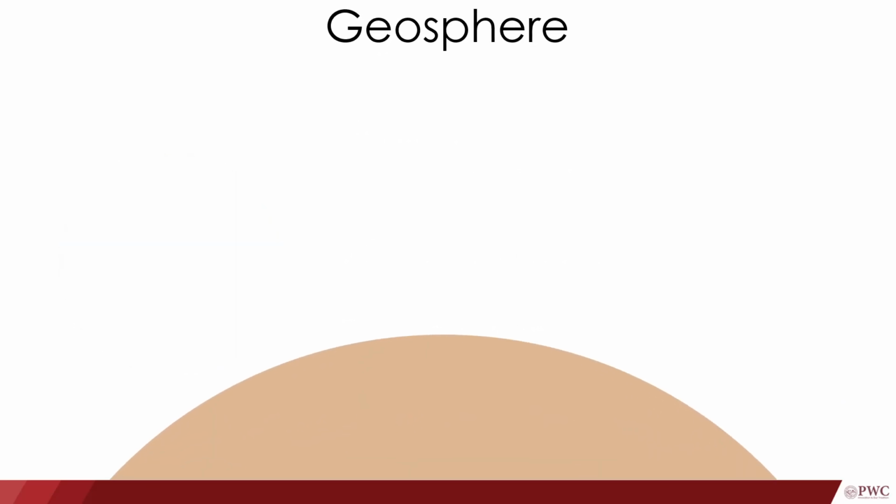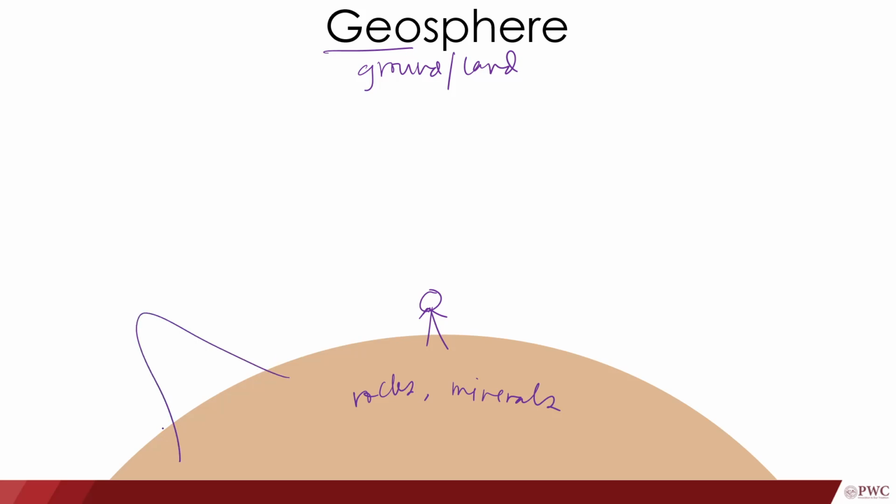Let us start with the Geosphere. The word geo means the ground or the land. Of course, we are standing above the ground right now, and the ground is made up of rocks and minerals. And also, the land has many forms, or we have different landforms. We can see mountains, volcanoes, hills, and other landforms.